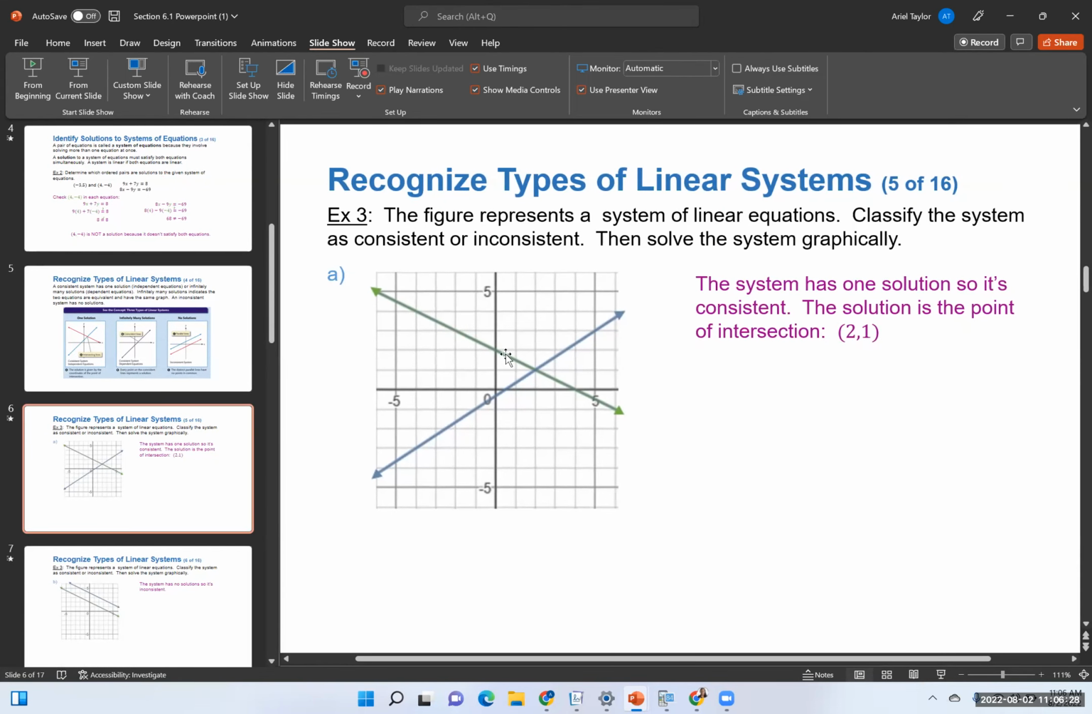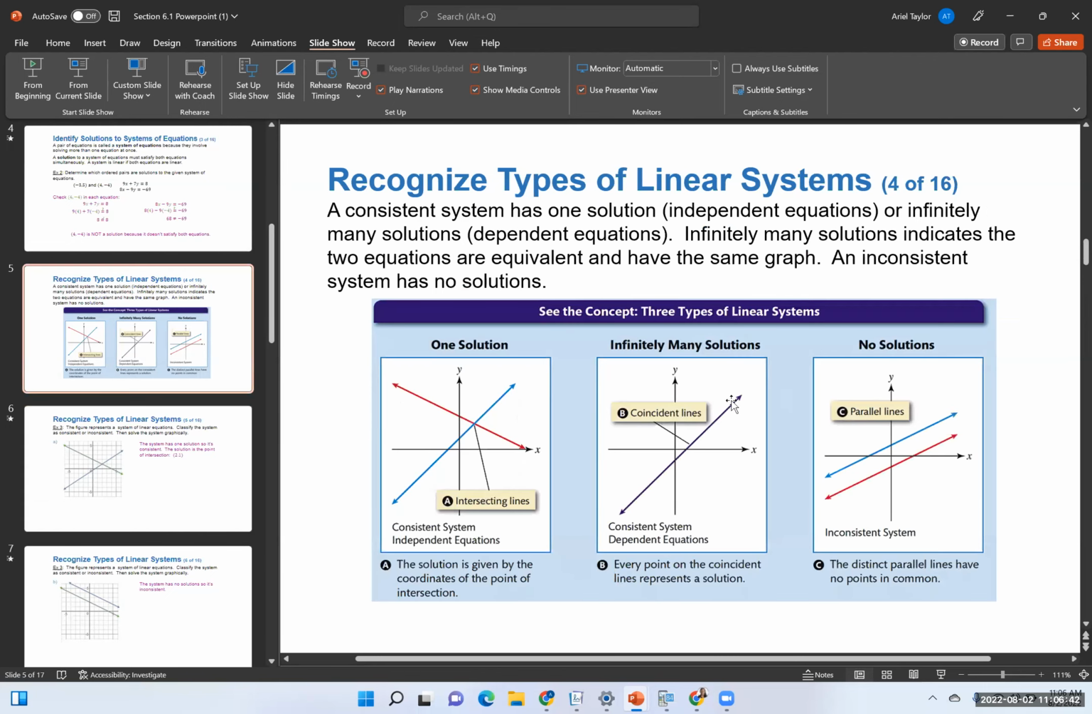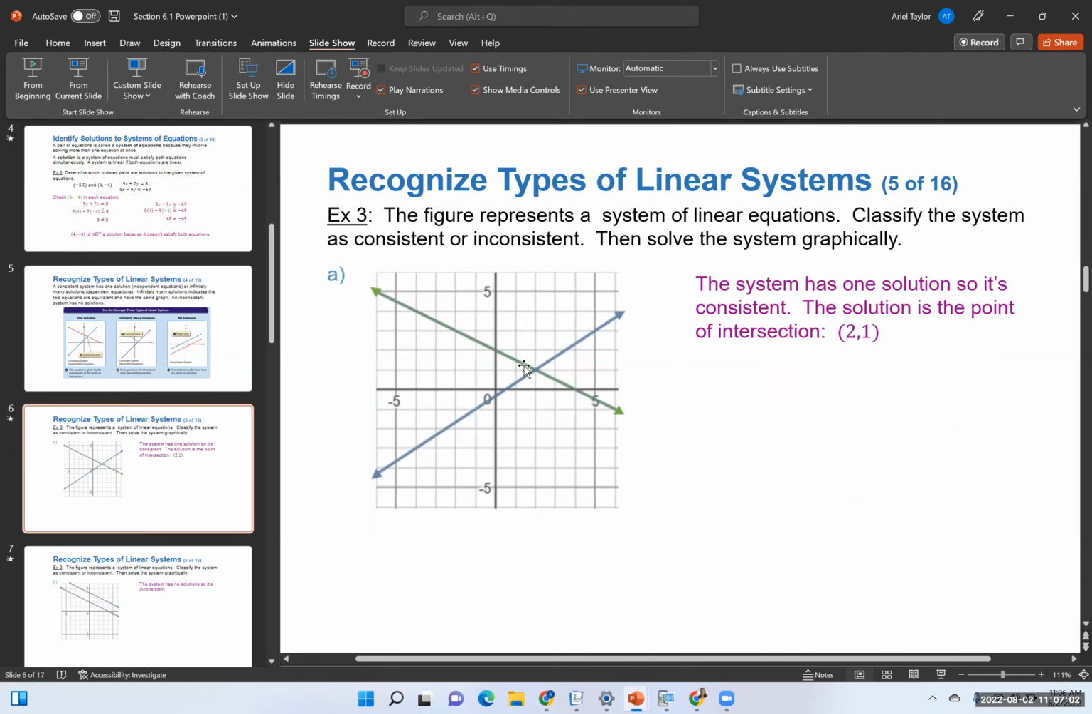So in example 3, it says classify the system as consistent or inconsistent. We hadn't talked about this vocabulary yet, but I will tell you it's very simple vocabulary. If it has a solution, then it's called consistent. If it has at least one solution, it's consistent. If there is no solution, then it's inconsistent. So if it has at least one, then we consider these consistent systems. So does this have one solution? Yes or no? Yes. So therefore it is a consistent solution.